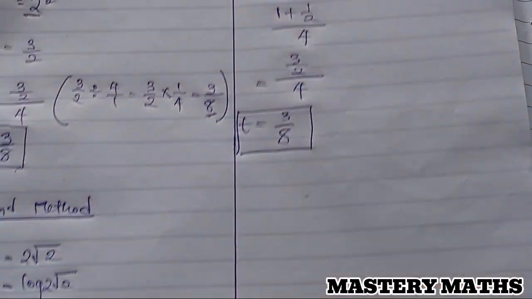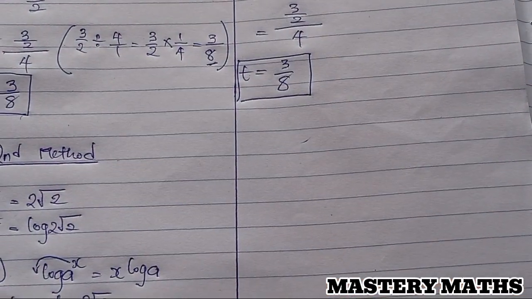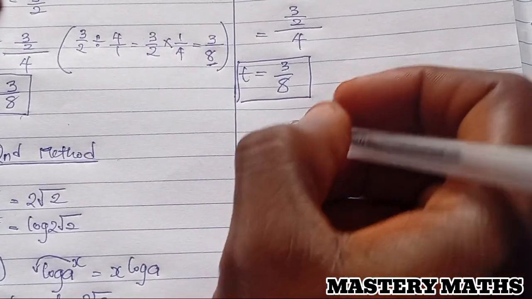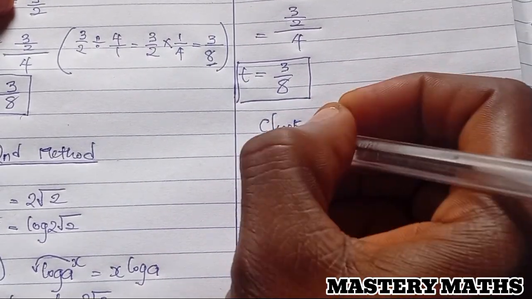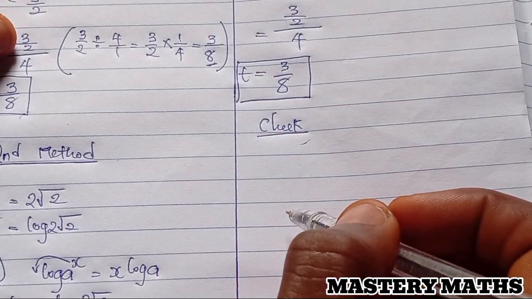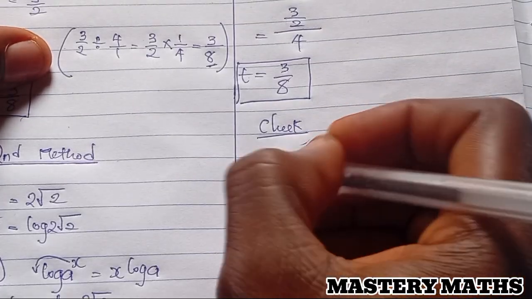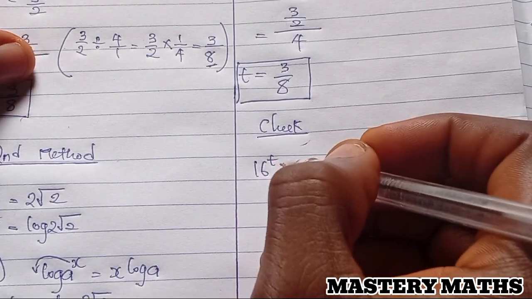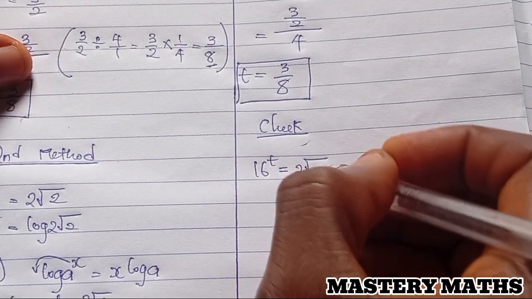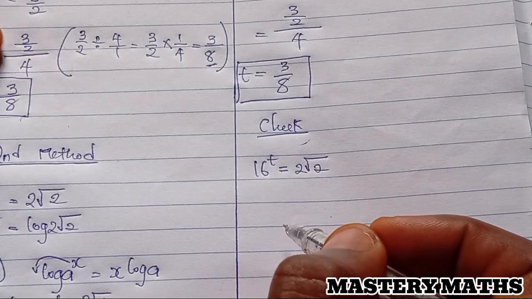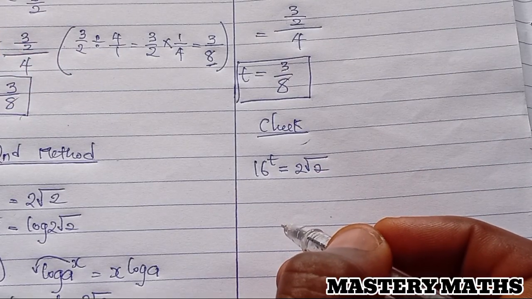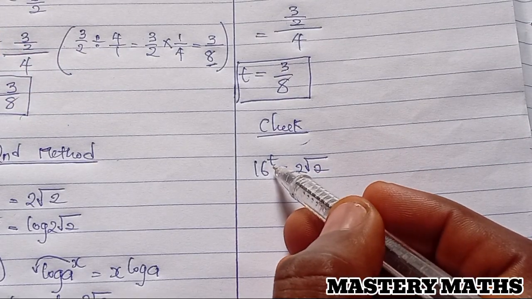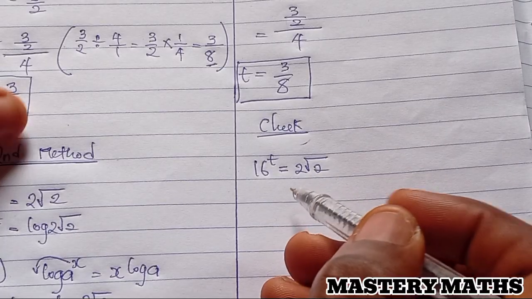Now we need to check if our work is correct. We'll repeat the same question, which is 16 raised to the power of t equal to 2 root 2. Let's see if it gives us the same answer. If we solve and it gives us this, that means our work is correct.